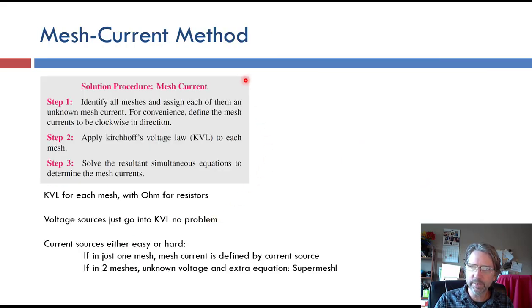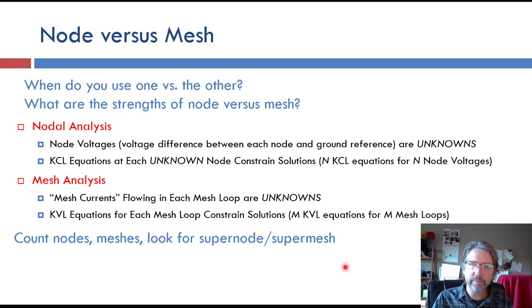Solve the 4x4 system, and we get this set of results. All right, so now we've seen just about every aspect of the mesh analysis method with its 3 steps. Kirchhoff's voltage law and Ohm's law are the basis. Voltage sources, no problem, and current sources either make it easy by reducing one of the unknowns or a little more complicated by forcing us to use the supermesh. So now that we've seen both node and mesh analysis, you might say, which one should I use?